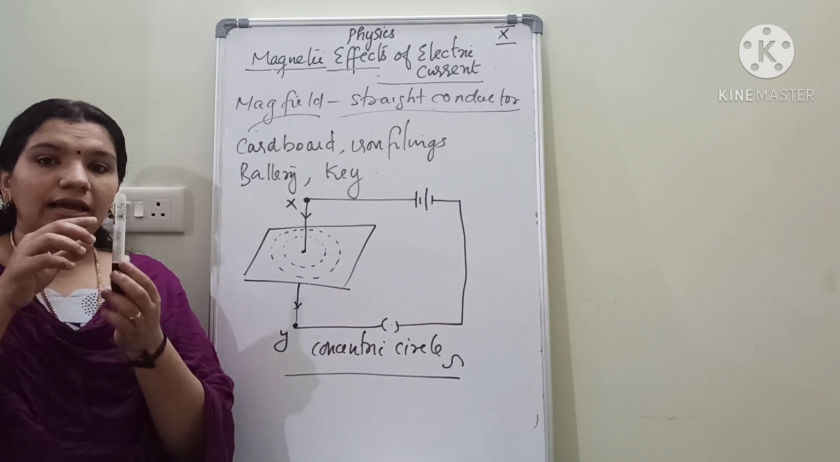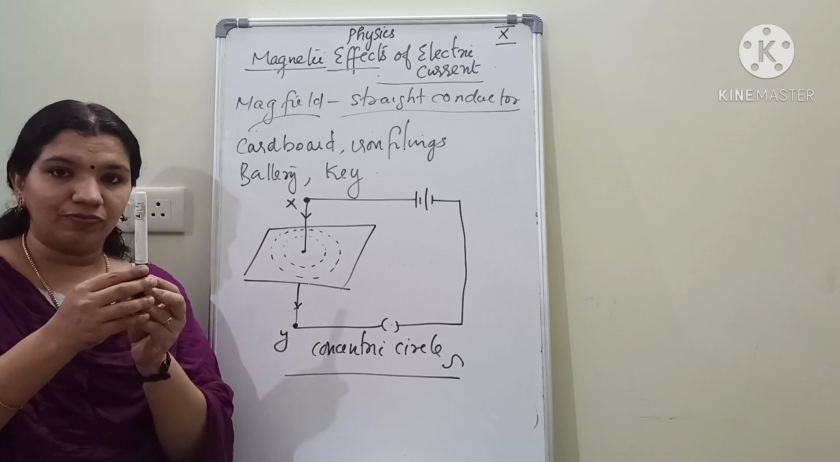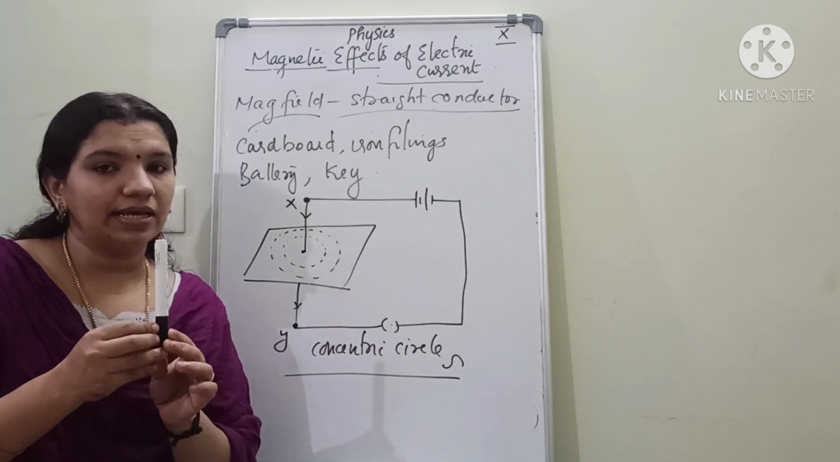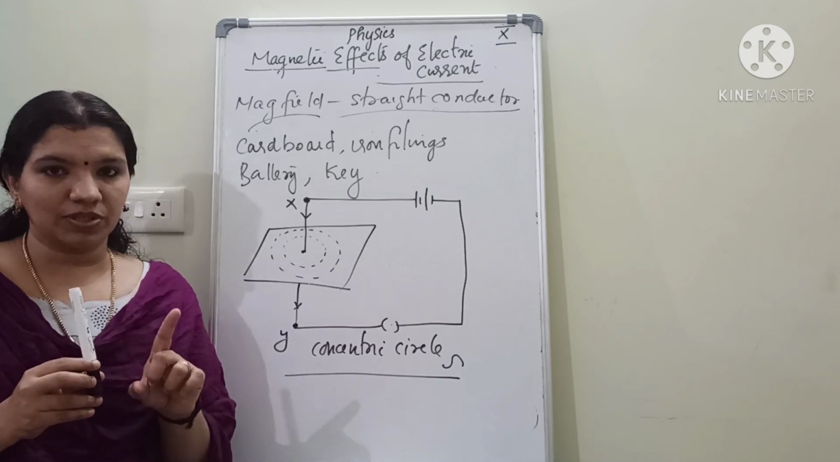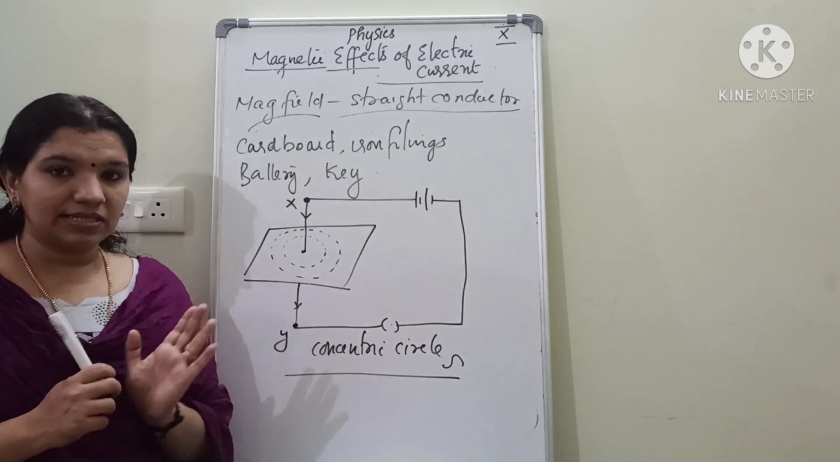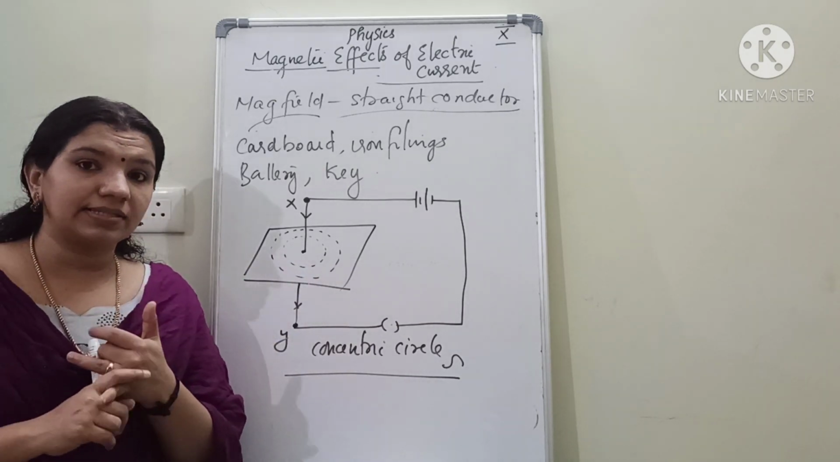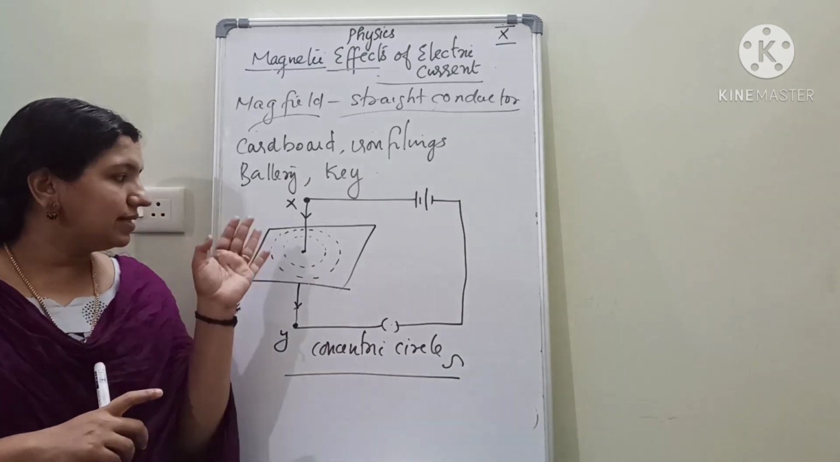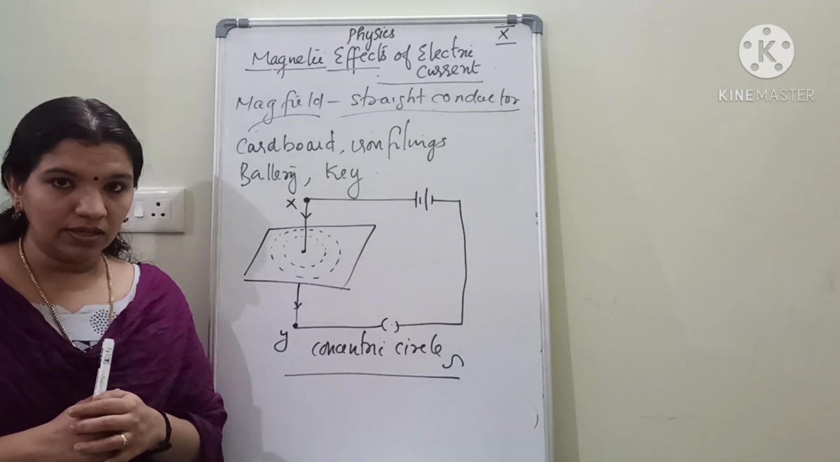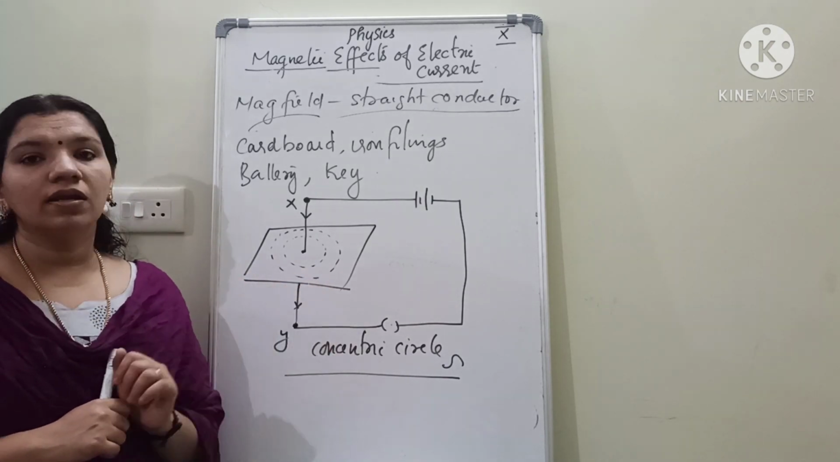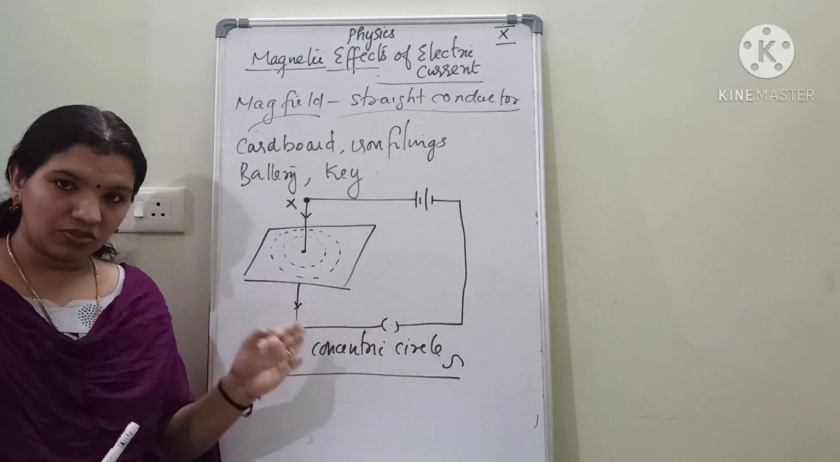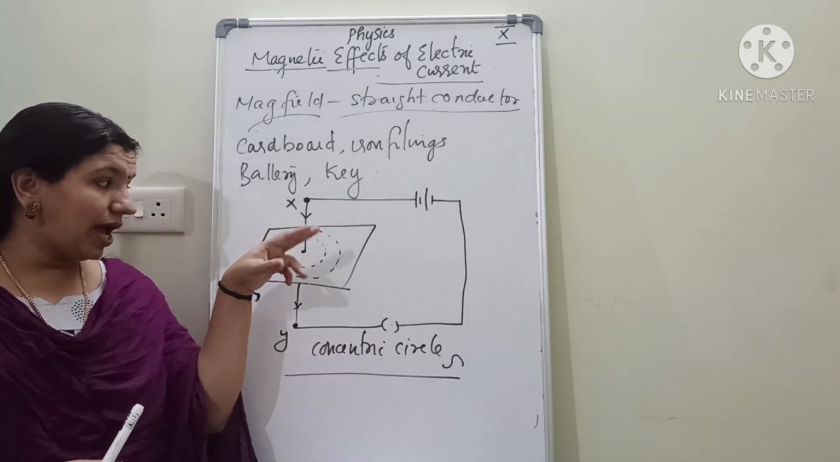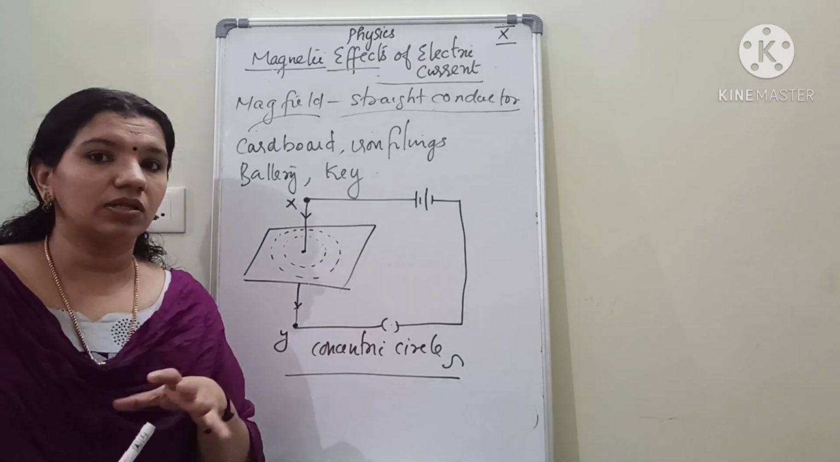Okay, so what is the shape of the magnetic field lines around a straight conductor? Yes, it will be concentric circles. That's a one mark question. And what about the activity? Yes, you need a rectangular cardboard, then a straight current carrying conductor, battery, then key. When the current is allowed to pass through the straight conductor, before that you have to sprinkle some iron fillings on the cardboard.